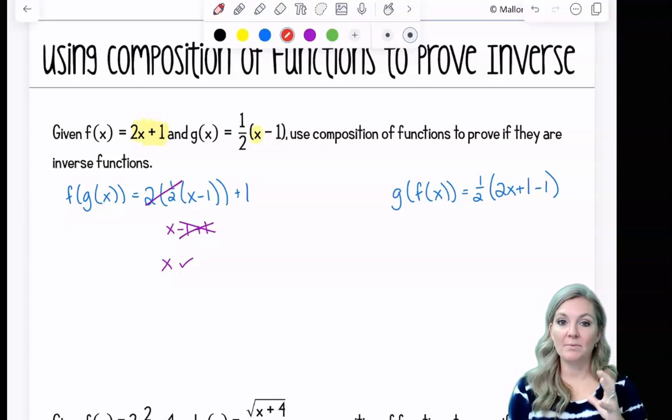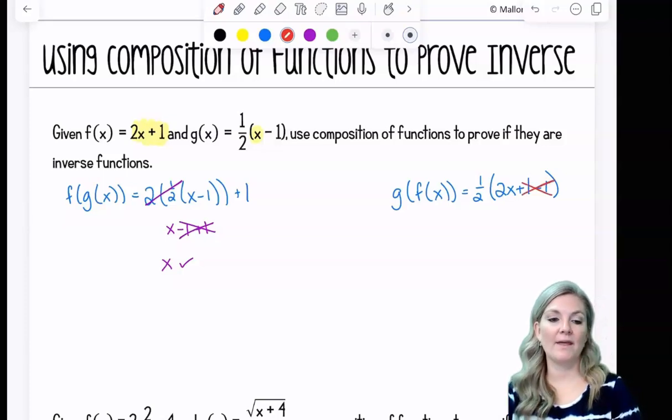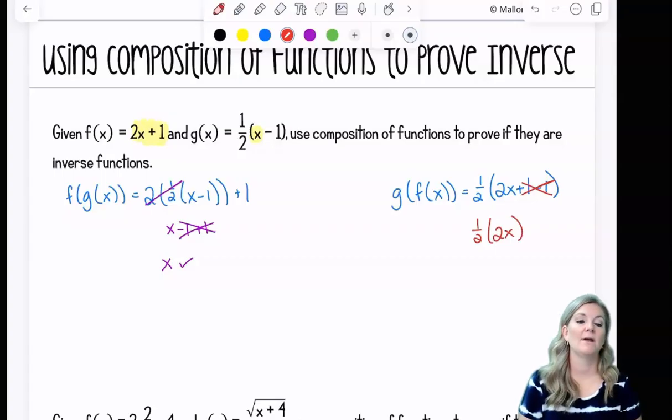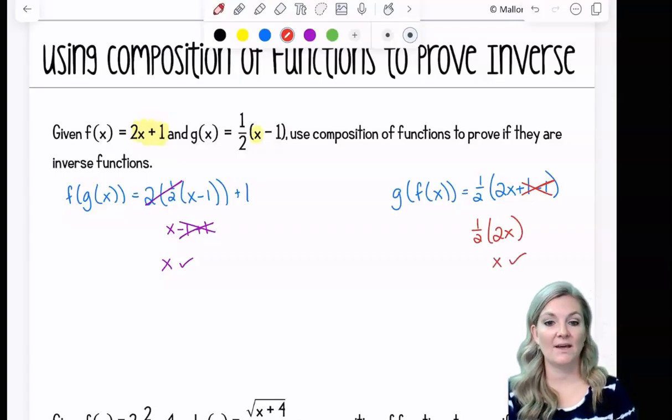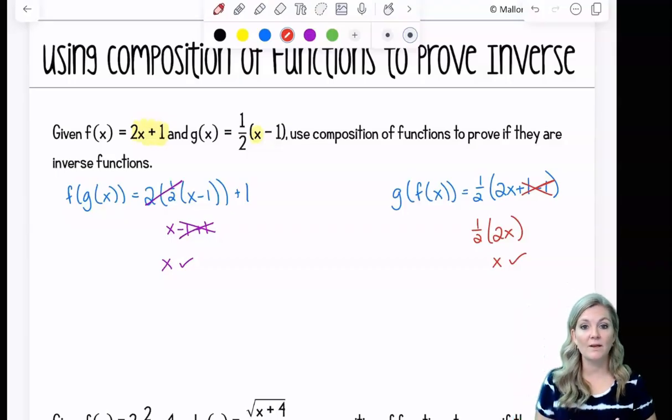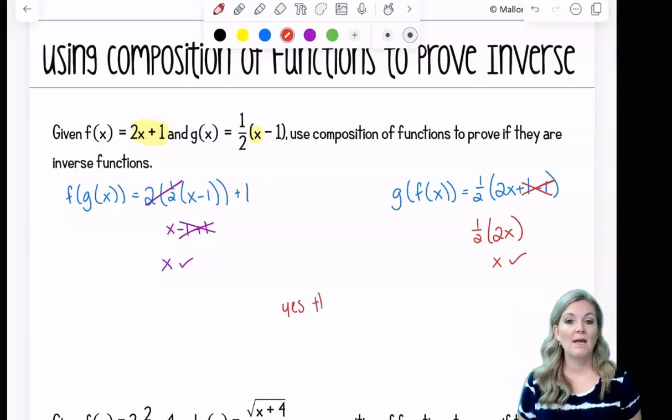So the minus 1 and the plus 1 are going to cancel each other out, and then the 1/2 times the 2x are going to cancel each other out. And so again, I am just left with x. So yes, these are inverses of one another, proven because I did f of g and g of f.